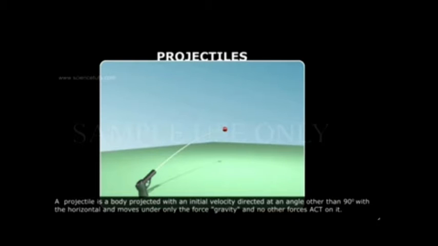Examples of projectile: an object dropped from the window of a moving train, a bullet fired from a gun, a ball thrown in any direction, a javelin or shot put thrown by an athlete, a jet of water issuing from a hole near the bottom of a water tank.